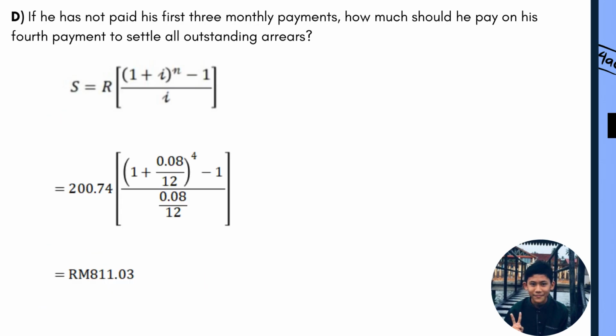Question D. How much should he pay on his fourth payment to settle all outstanding arrears? Based on the information we get, the final answer is RM811.03.